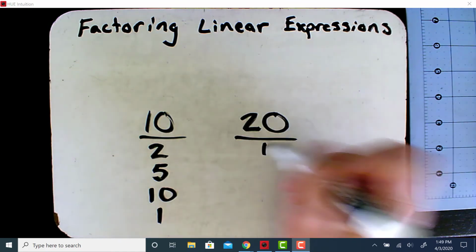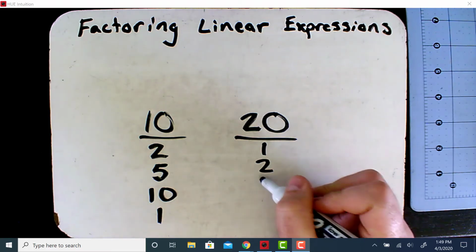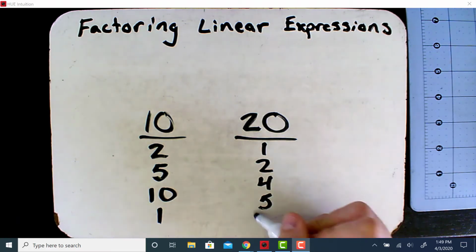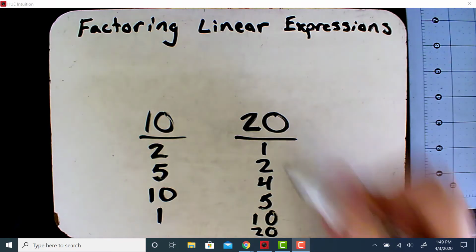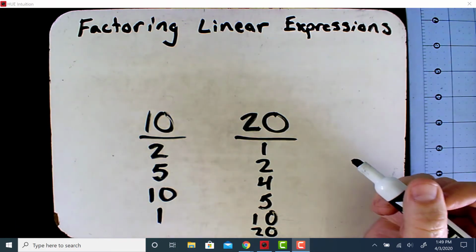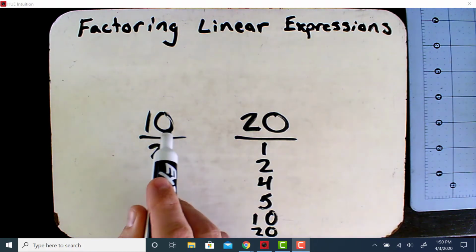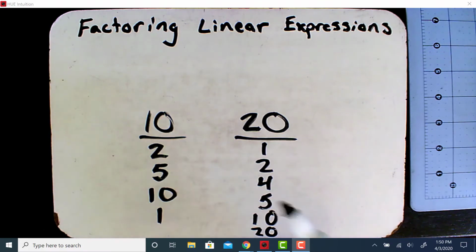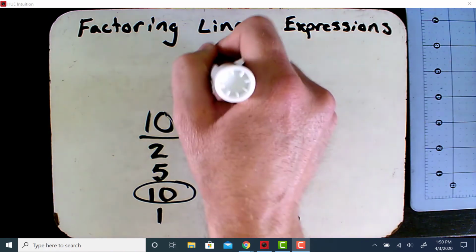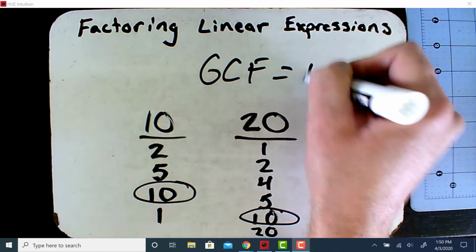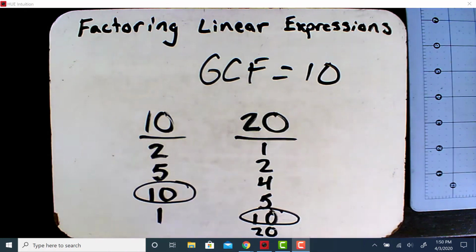20 would have numbers like 1, 2, 4, 5, 10, and 20 are all factors of 20. Now, just like we've done here where we've written down the factors of 10 and 20, you can factor monomials as well. If we were looking for the greatest common factor of these two numbers, we would see that the largest number that they both have in common is 10. So their greatest common factor would be 10 for the numbers 10 and 20.